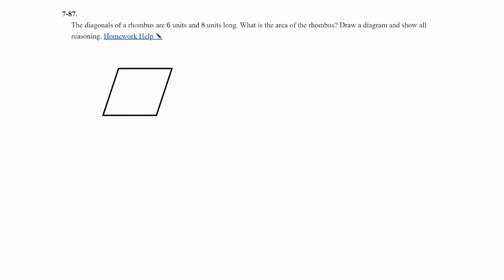Question 87. The diagonals of a rhombus are 6 units and 8 units long. What is the area of the rhombus? Draw a diagram and show all the reasoning. So you can see the diagram is already on there. Let's go ahead and create the diagonals of the rhombus.